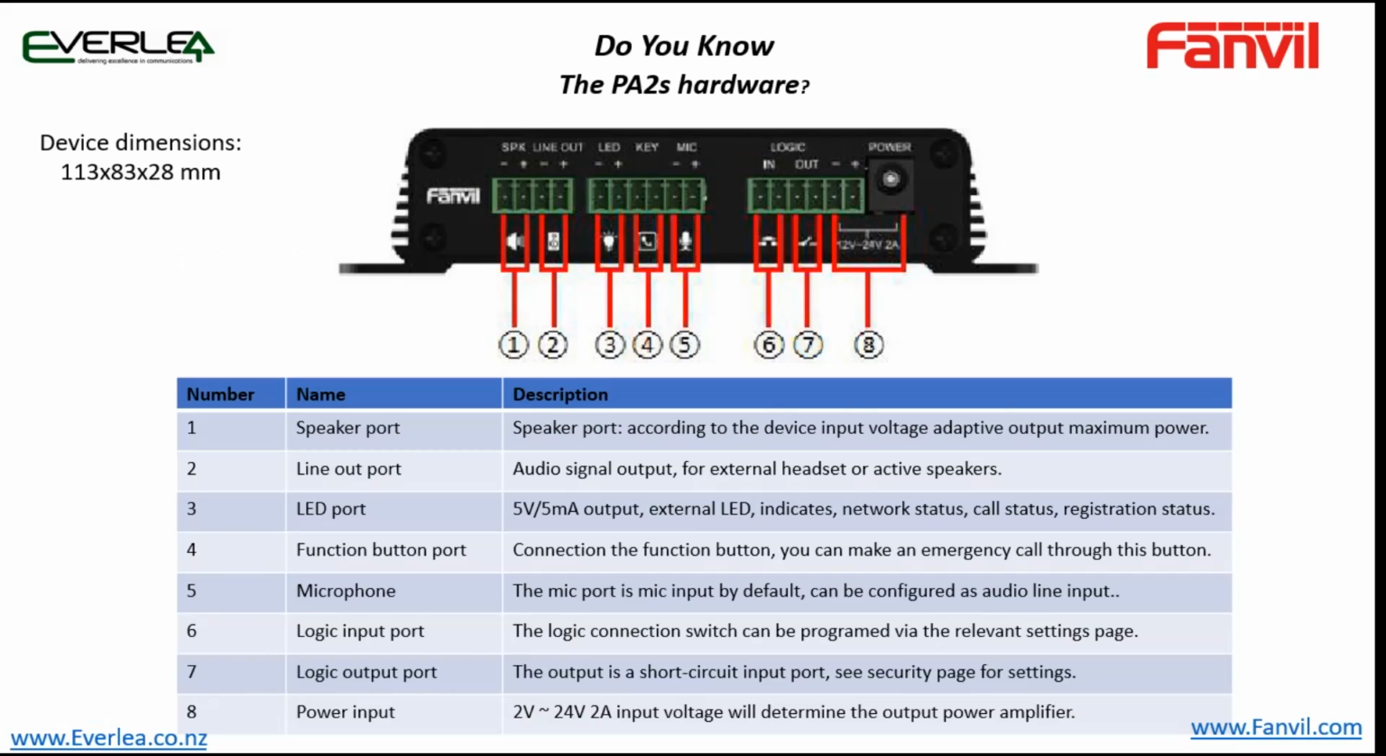This image shows the rear panel layout of the Fanvil PA2s device. The PA2 is housed in a compact and robust aluminium case. Its dimensions are 113 by 83 by 28 mm. Each terminal or connection provides its own specific function as indicated. The PA2 comes complete with the terminal blocks and a small screwdriver to connect your cabling to. In many cases you would only use 2 to 3 of these connections. This would depend on what you are trying to achieve on your site.